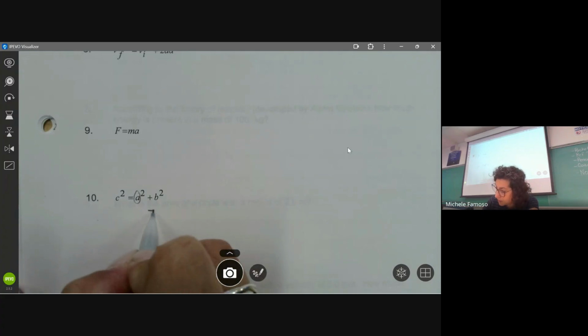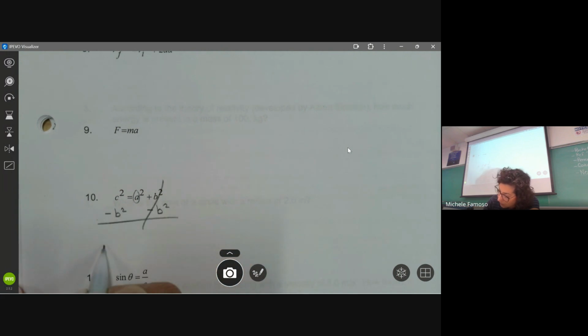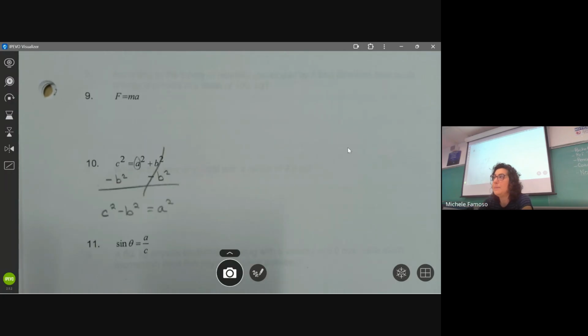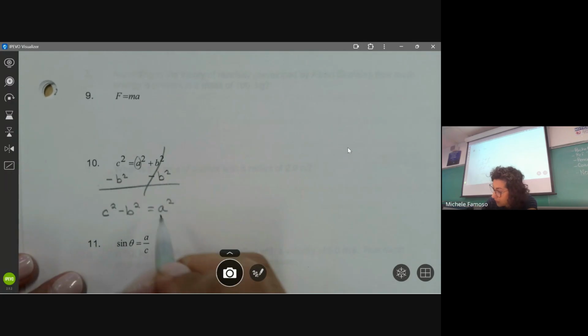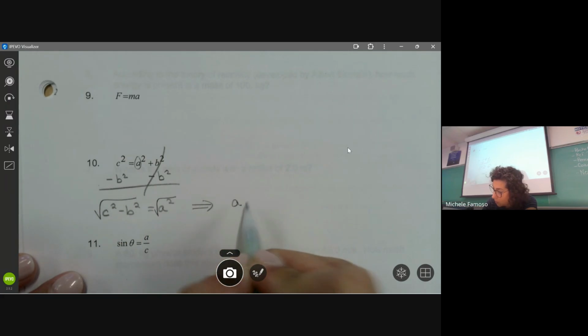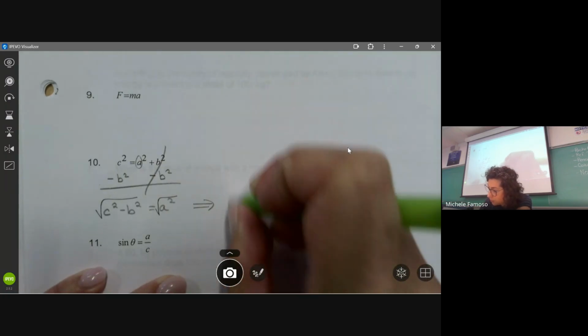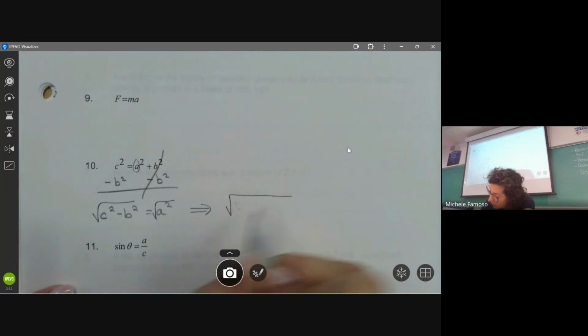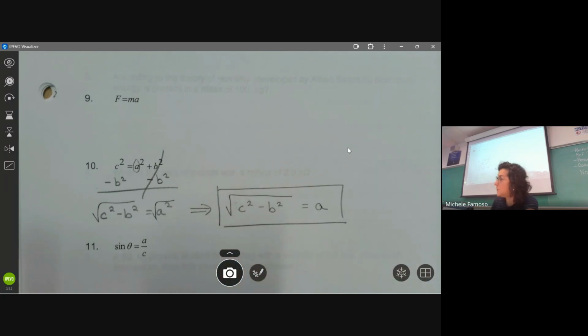B squared. Yep, subtract B squared from both sides. So C squared minus B squared is A squared. And now what? Square root both sides. So that means I'm left with the square root of C squared minus B squared equals A. And that's the final answer.